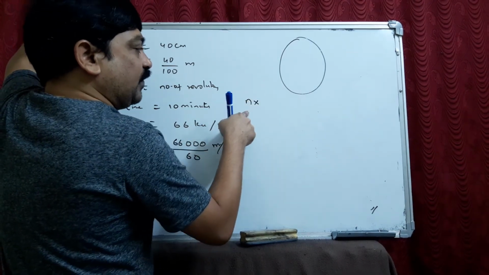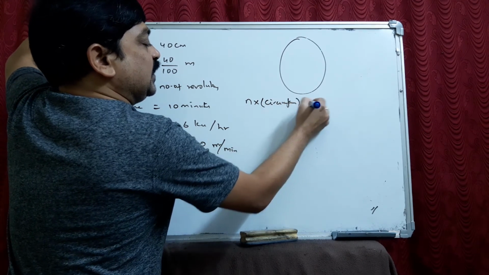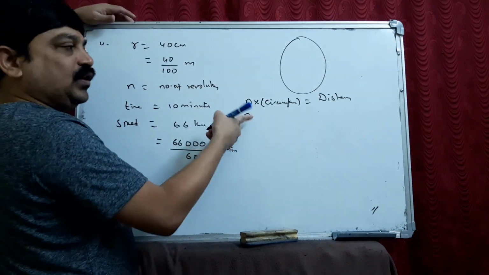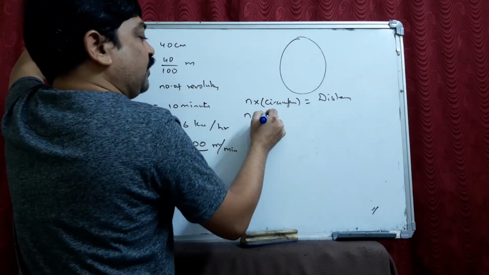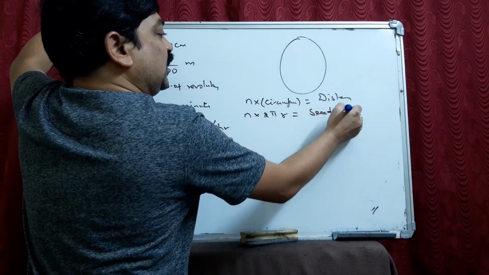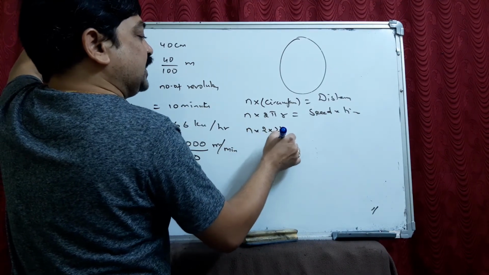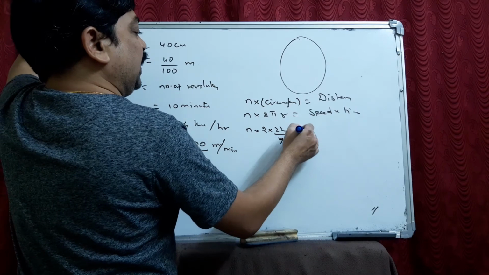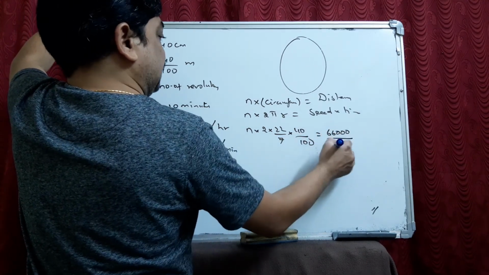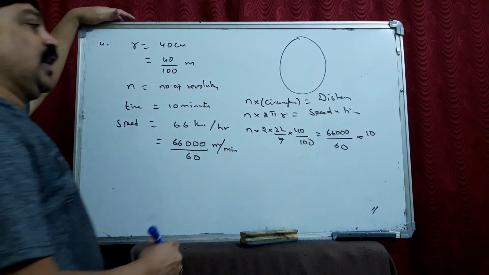That means n, the number of revolutions, into circumference is equal to distance. Circumference is 2 pi r. Distance is speed into time. So n into 2 into pi, which is 22 by 7, and radius is given as 40 by 100, is equal to speed 66,000 by 60 into time, 10 minutes. Now let us find out the value of n.